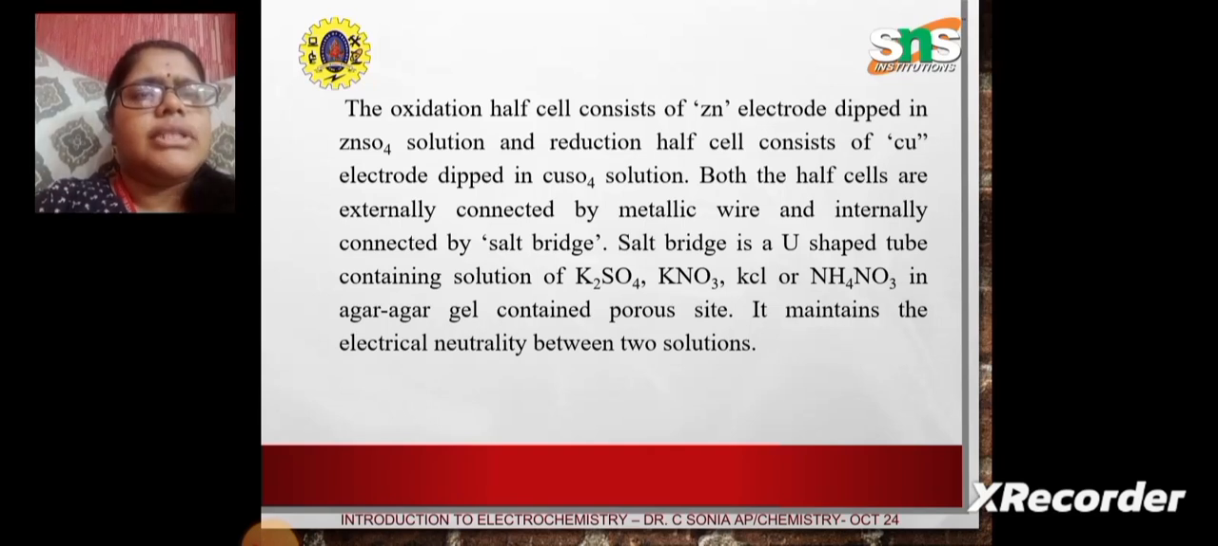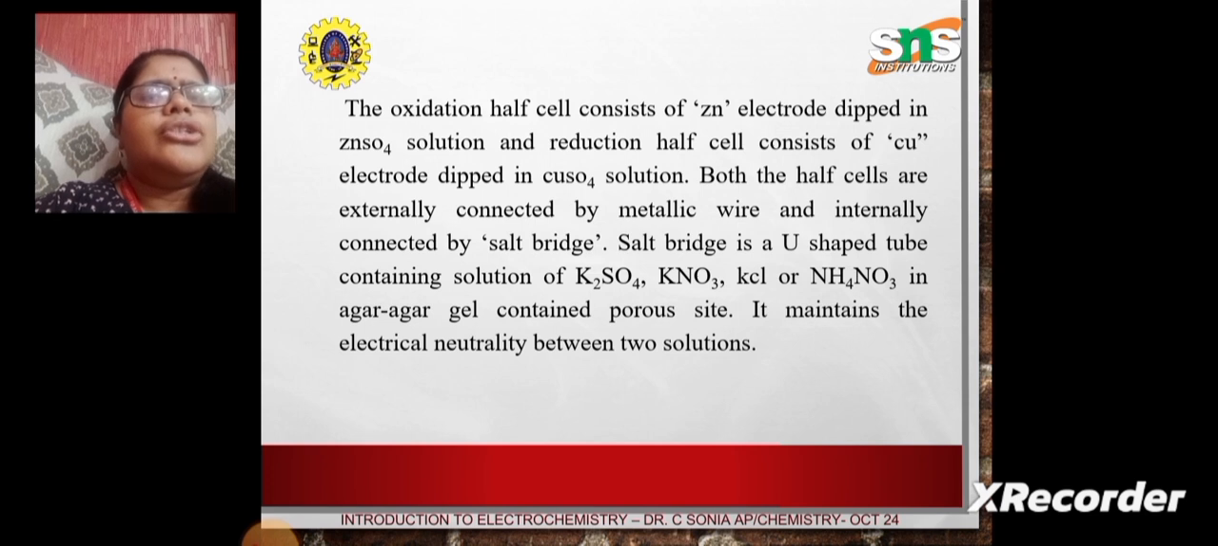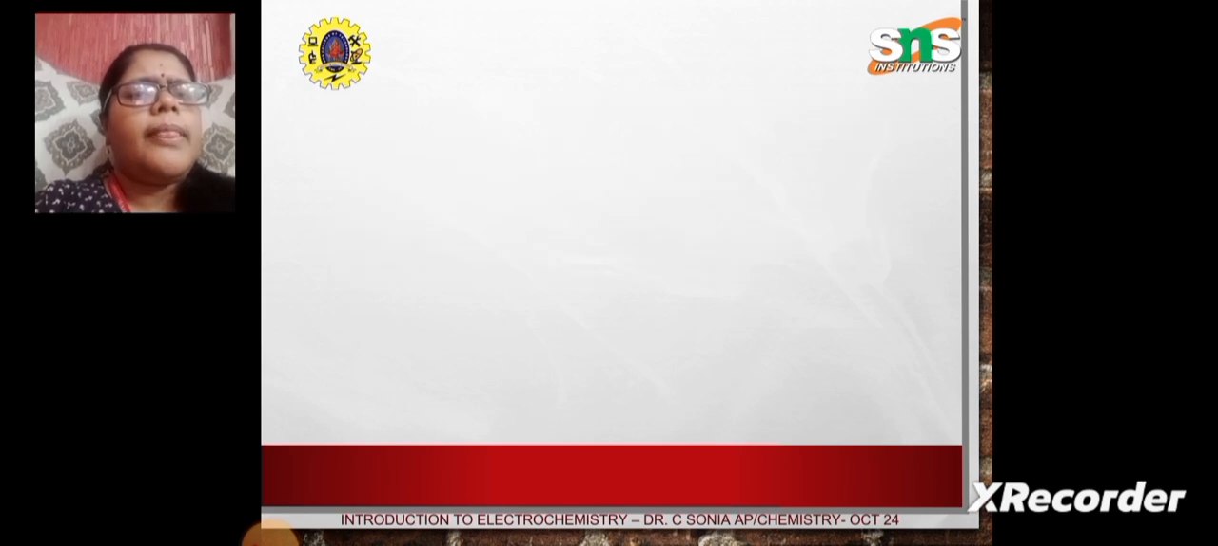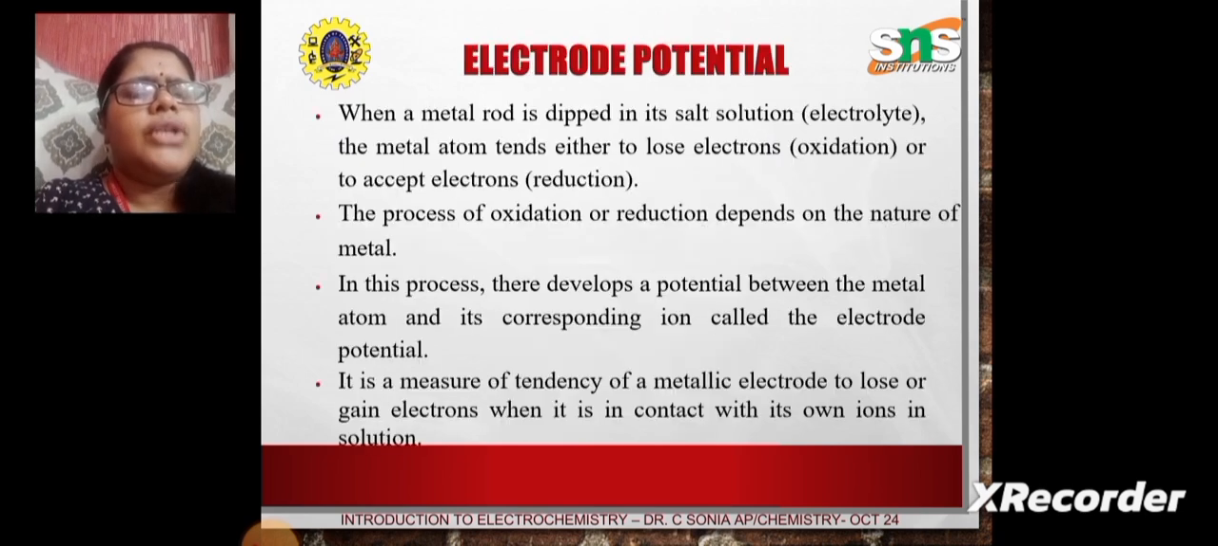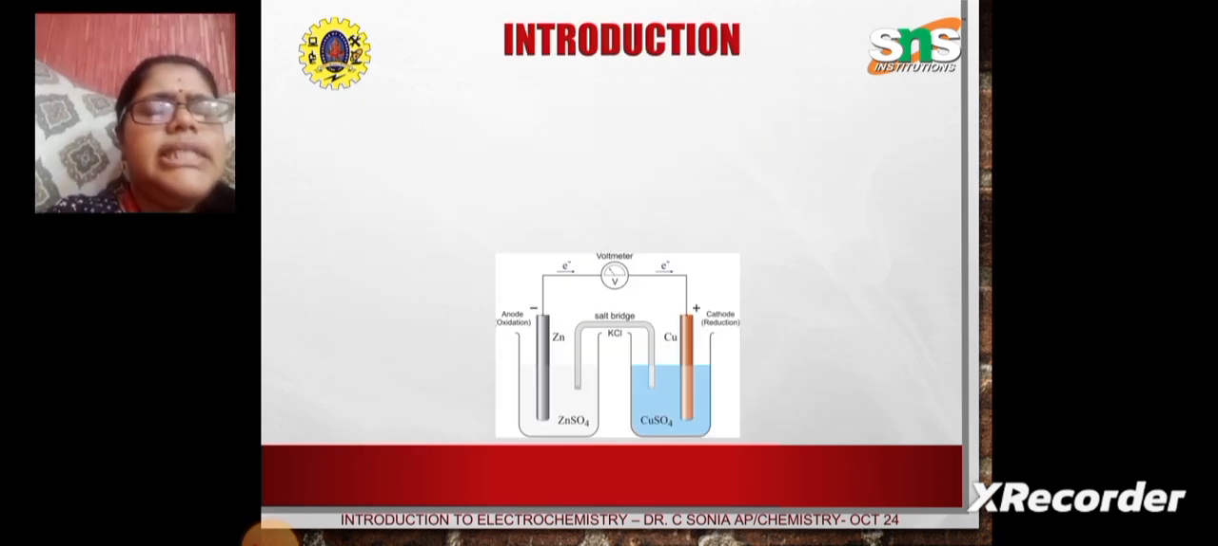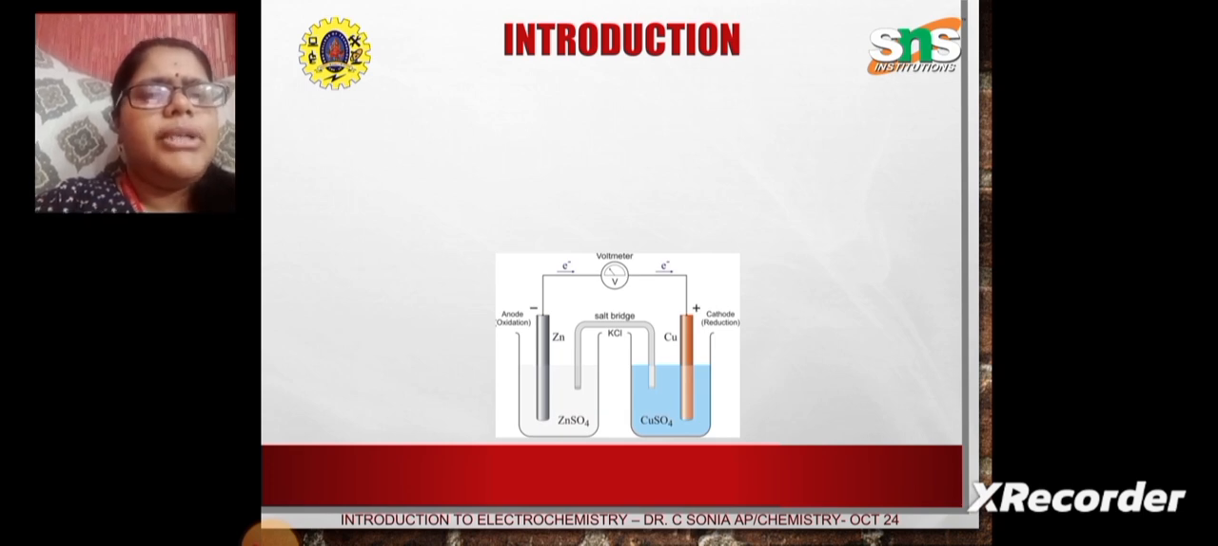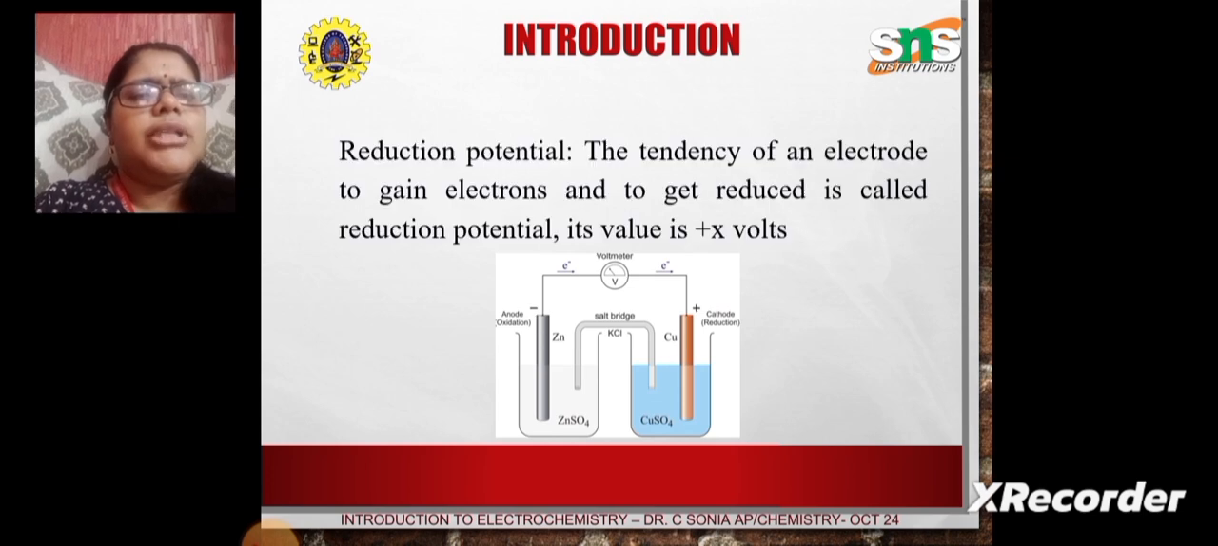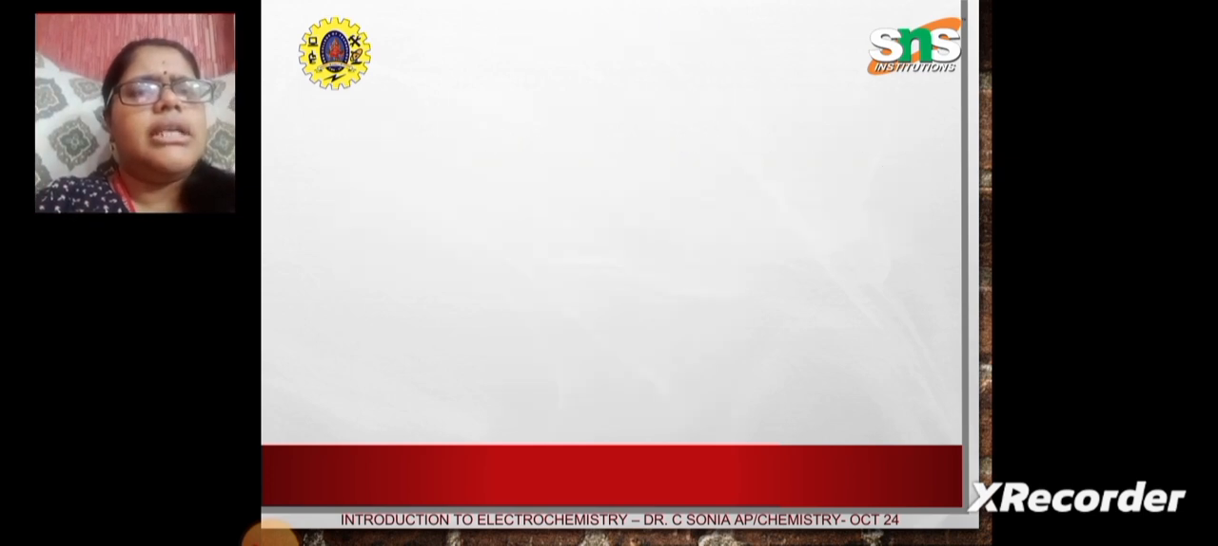The reduction half cell consists of a copper electrode dipped in copper sulfate solution. Okay, so Z and S should be in capital letters, as well as C and S in caps. So this is the oxidation half cell that we see in the diagram. We have here the zinc electrode dipped into the zinc sulfate solution, and the copper is dipped in the copper sulfate. Okay, so this is the explanation.